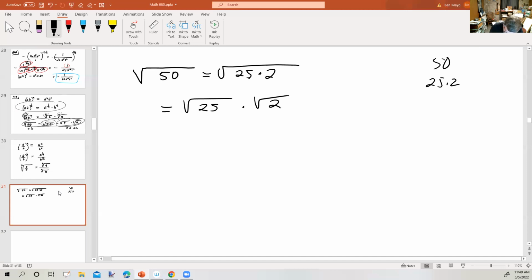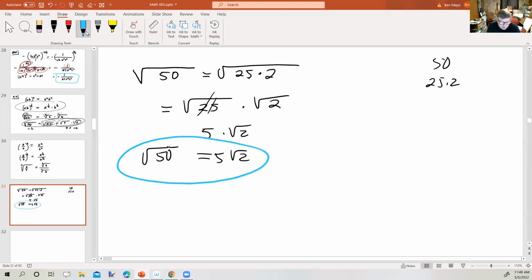The square root of 25 is 5. The square root of 2 is still the square root of 2. So I get that. So the square root of 50 simplified is 5 times the square root of 2. Again, that doesn't look nicer, does it? No, but that's what's known as simplifying the radical. We found all the perfect square factors and unsquared them, kicked them outside. Any questions about this particular example?